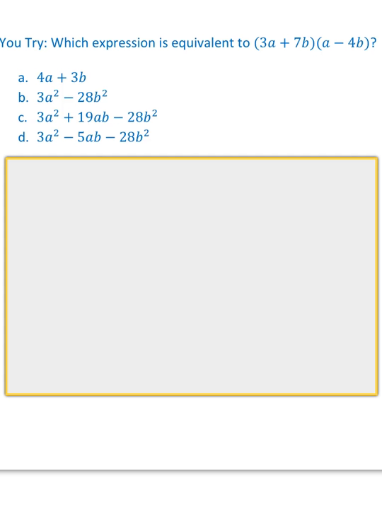All right, you guys go ahead and pause the video and try this problem on your own to see if you're able to do the box method.